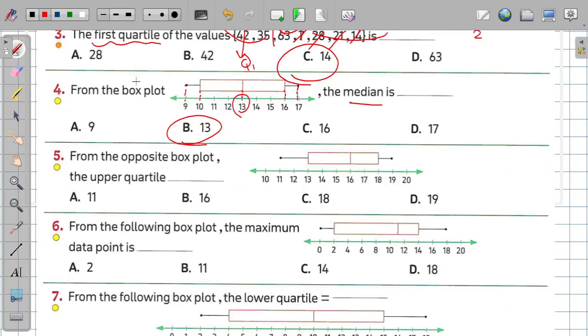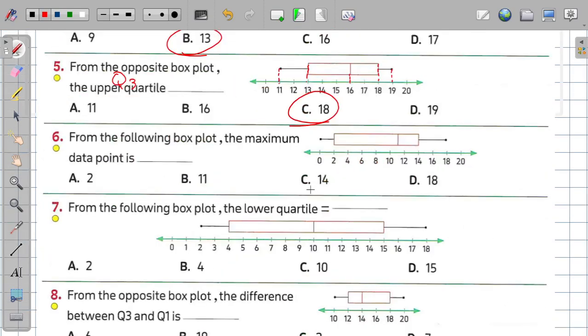Next, from the opposite box plot, we want the upper quartile. So I think it's Q3. Okay, so the minimum number here is 11. The first quartile, or Q1, is 13. Next, I have the median equals 16. Next, I have Q3 equals 18. And the maximum number is 19. So I want Q3, which is 18.